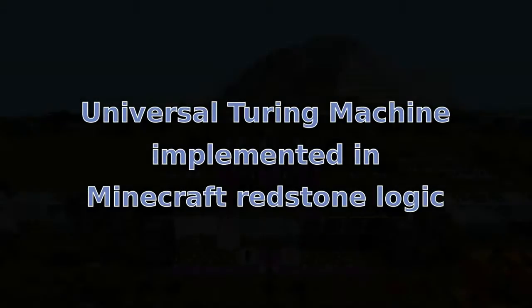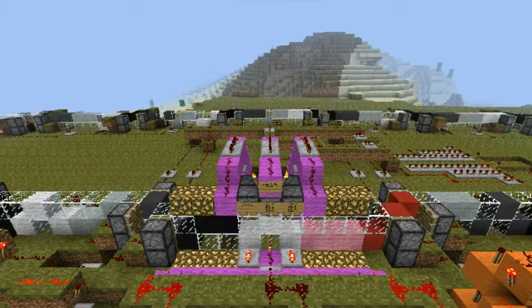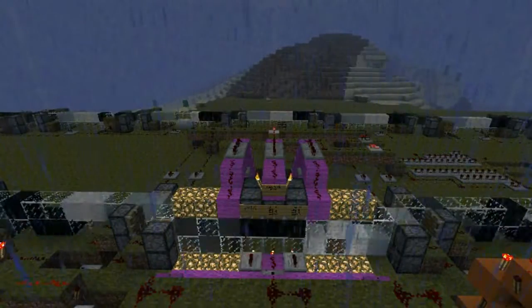This is a universal Turing machine implemented in Minecraft. The video is running at 60 times normal speed. In other words, each minute is an hour of runtime. The total run for this tape took just over 13 hours.